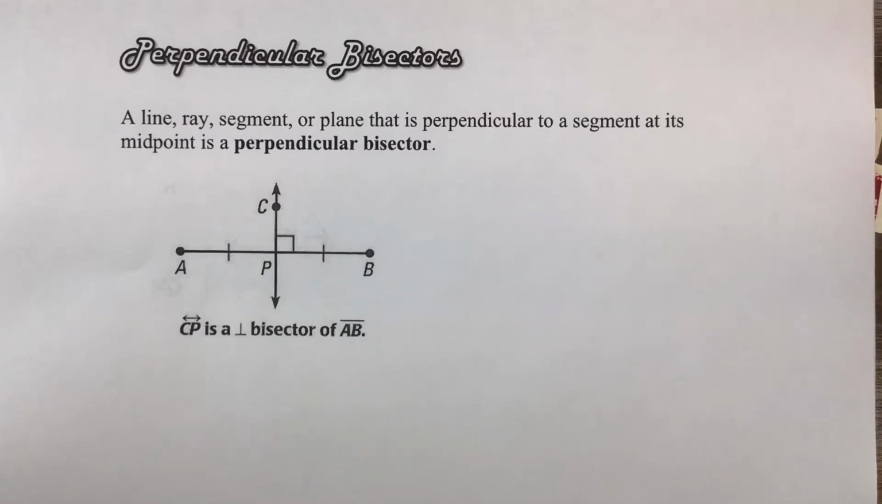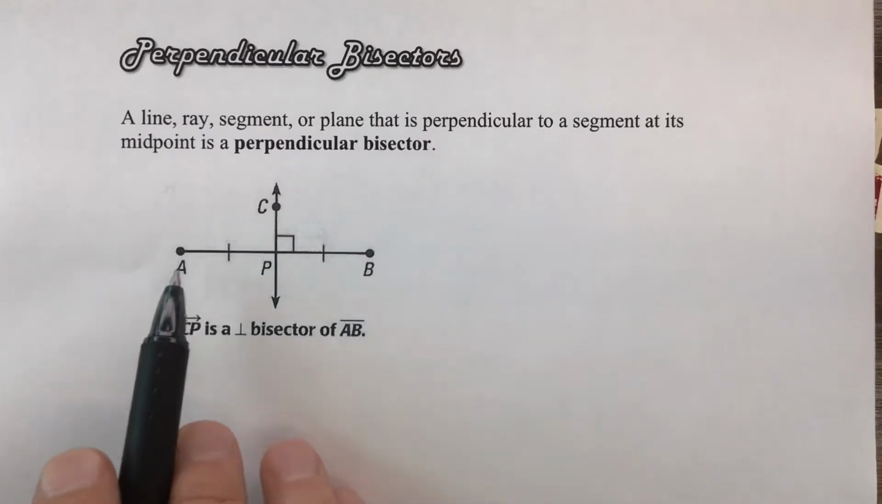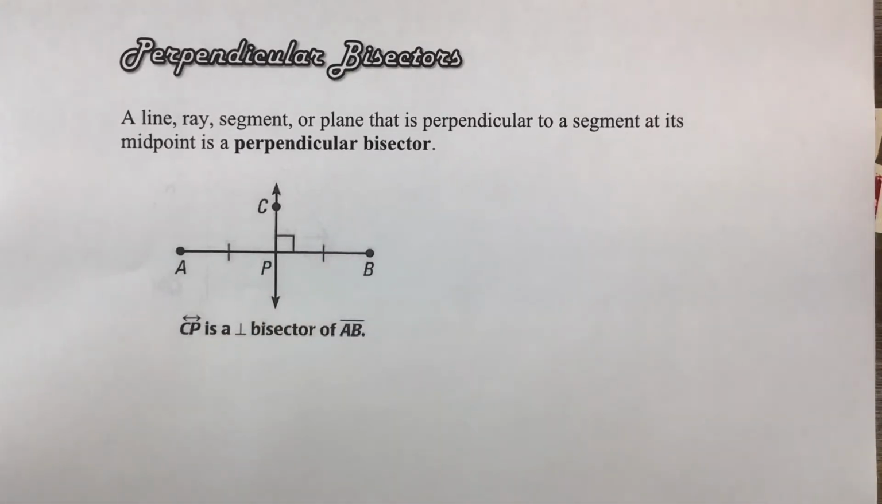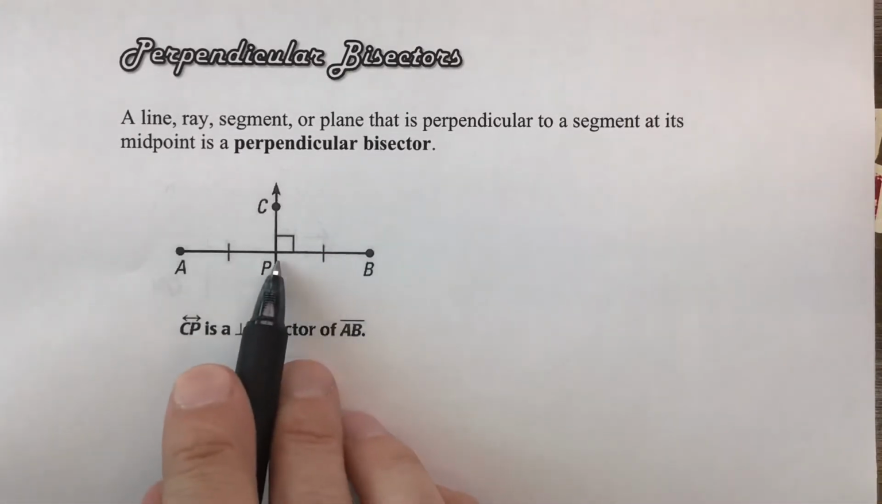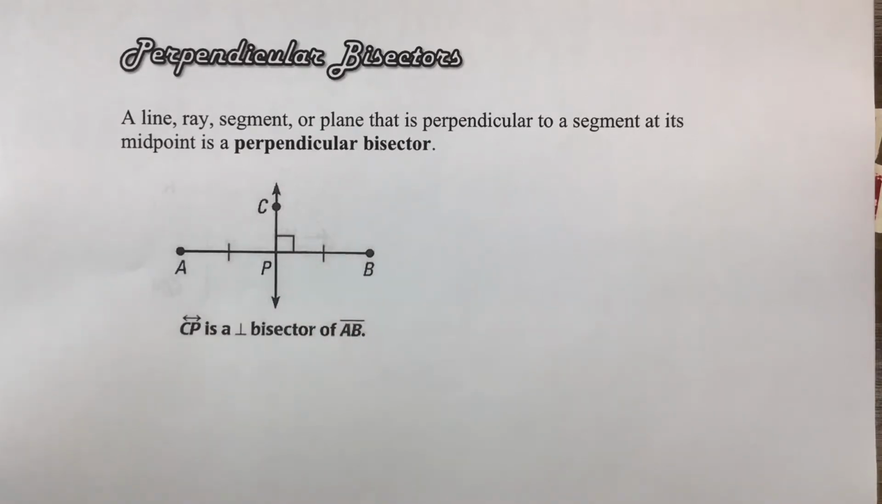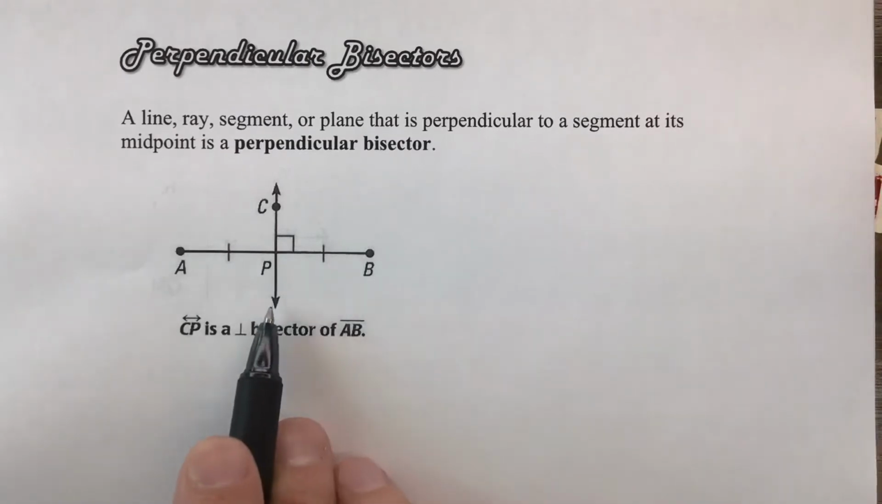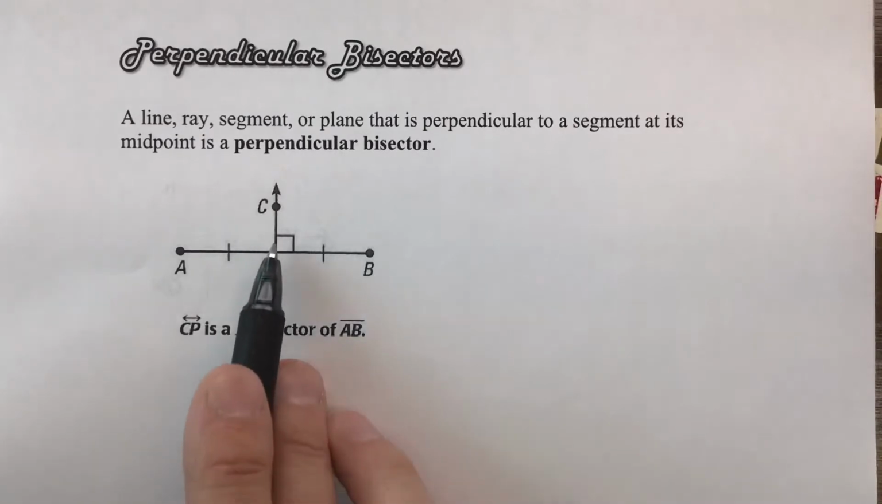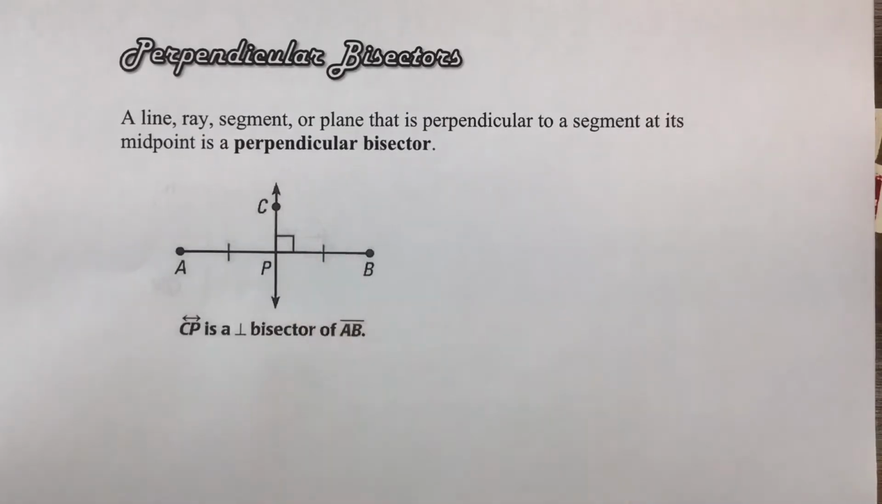It's sort of important that we know what we start with first. We start with a segment that would be AB, a well-defined segment. It has a length to it, and that has a midpoint, which would be at point P here. Any line, ray, segment, or plane, so even a plane if we're doing this in three-dimensional space, any of those items that pass through P would be called a bisector. Now, if they go through at P to make a right angle, we get to call that a perpendicular bisector.